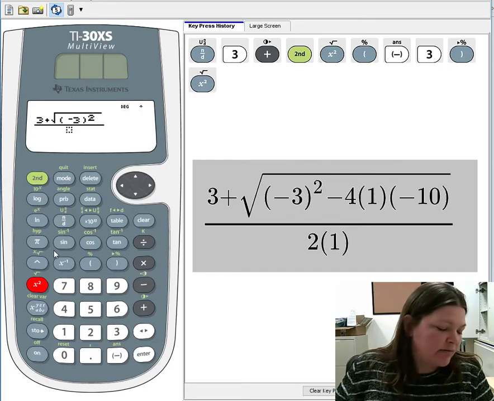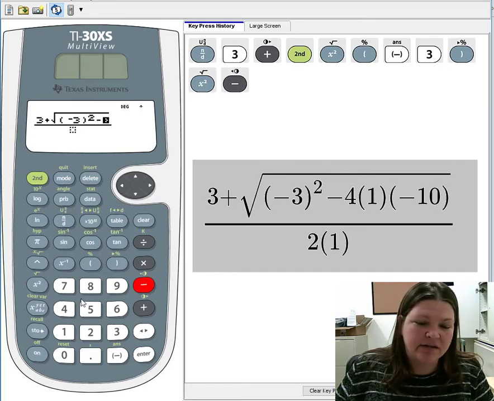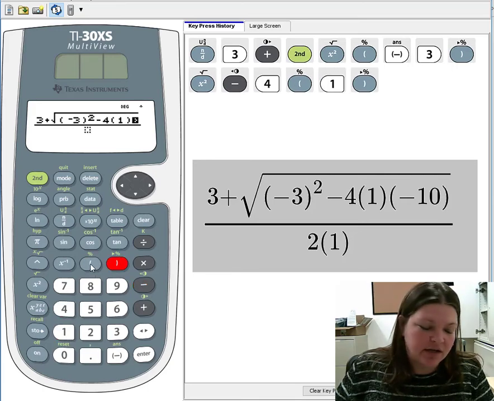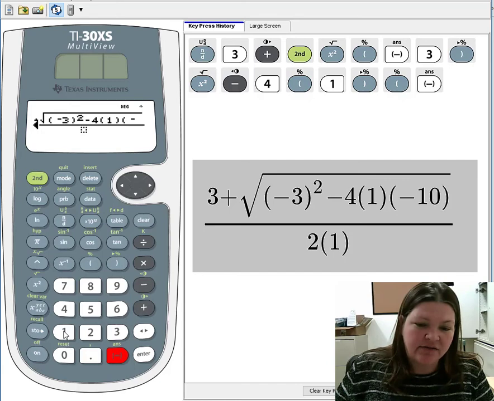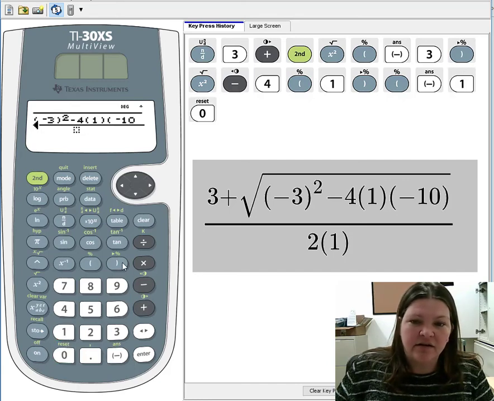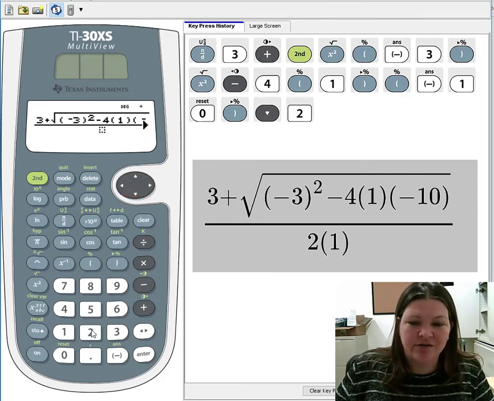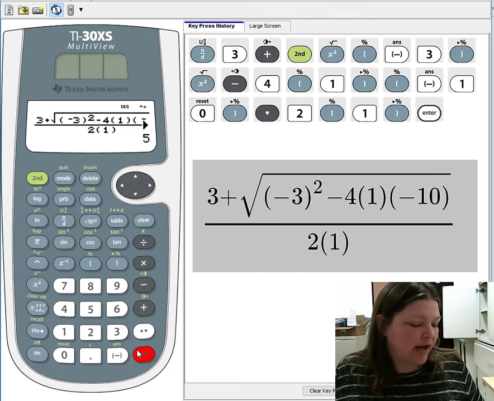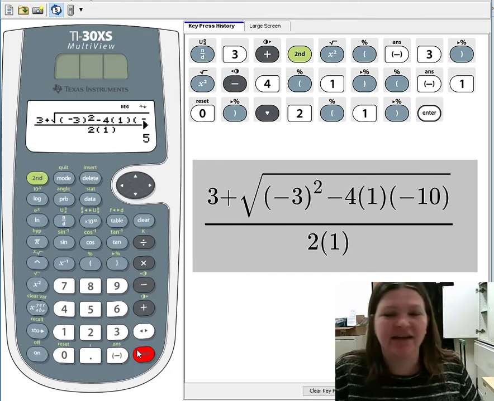And then this minus number is between two numbers, and so I'm going to press minus 4 parentheses 1, close parentheses, parentheses, and that's a -10. Close parentheses, and now I'm going to arrow down to the bottom where I have 2 times 1. And let's take a look at what I get. That whole ugly, disgusting thing comes to 5.